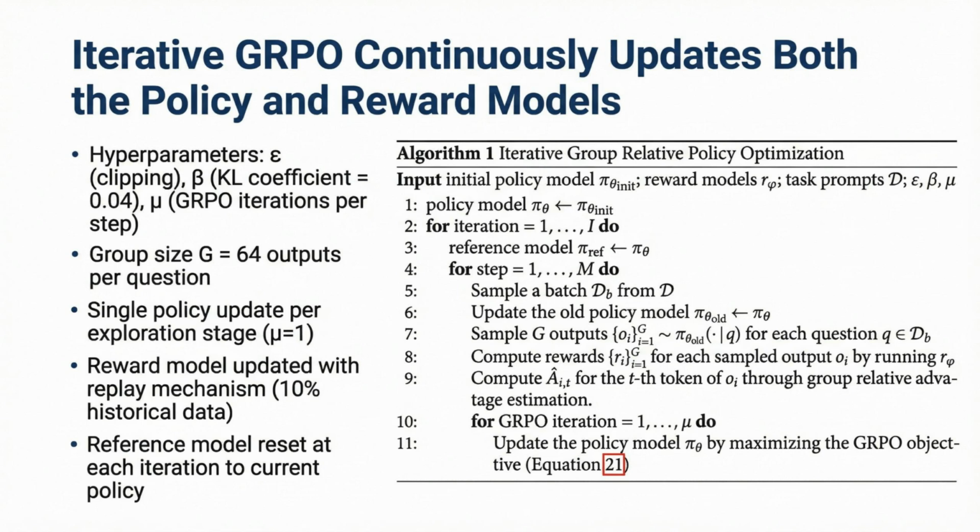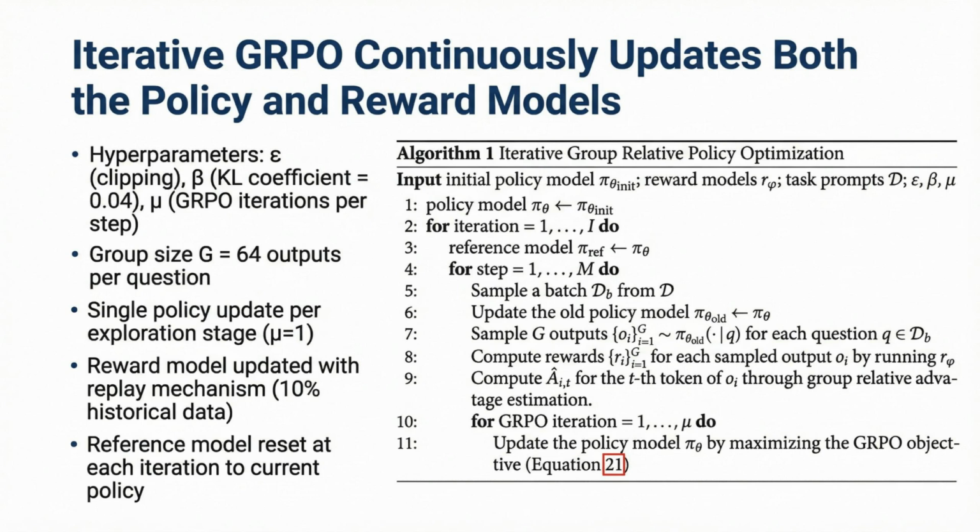Let us now look at the complete algorithm. Algorithm 1 from the paper describes iterative GRPO. Here is a question. Why would you need to iterate? Why not just run GRPO once? Think about it. The answer is that as your policy model improves, the reward model that was trained on outputs from the original SFT model may no longer be accurate enough to evaluate the improved policy's outputs.